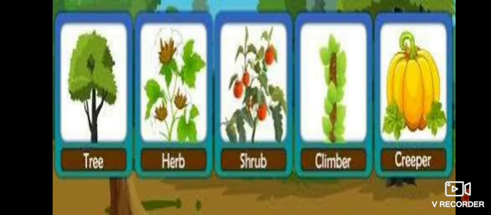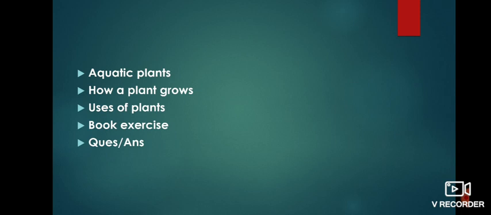So now we are done with five types of plants, that are trees, herbs, shrubs, climbers and creepers. Right? And we are left with aquatic plants, how a plant grows, uses of plants, book exercise and question answers. This we will do in our next part.